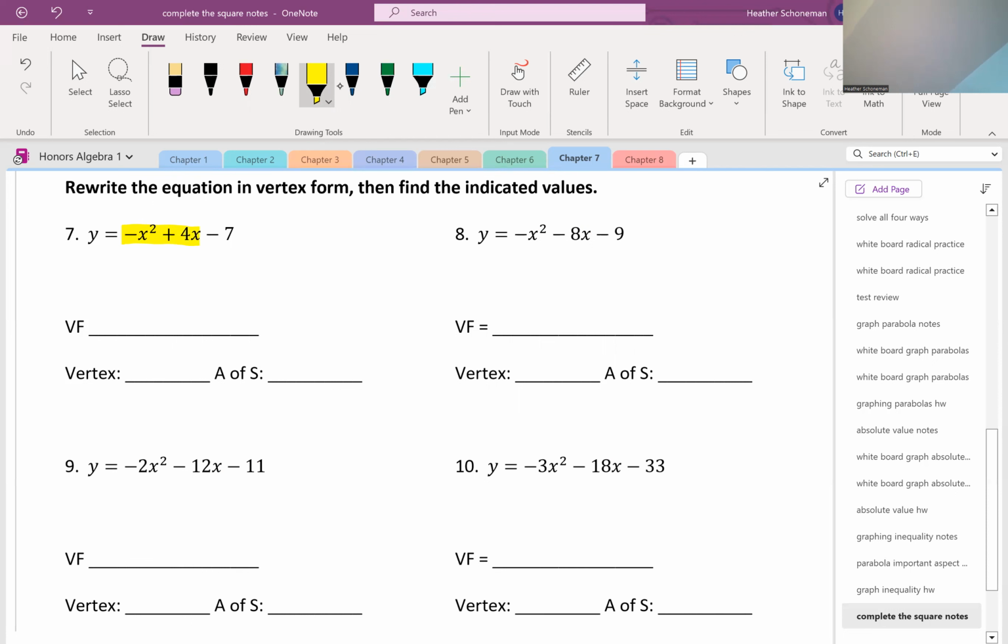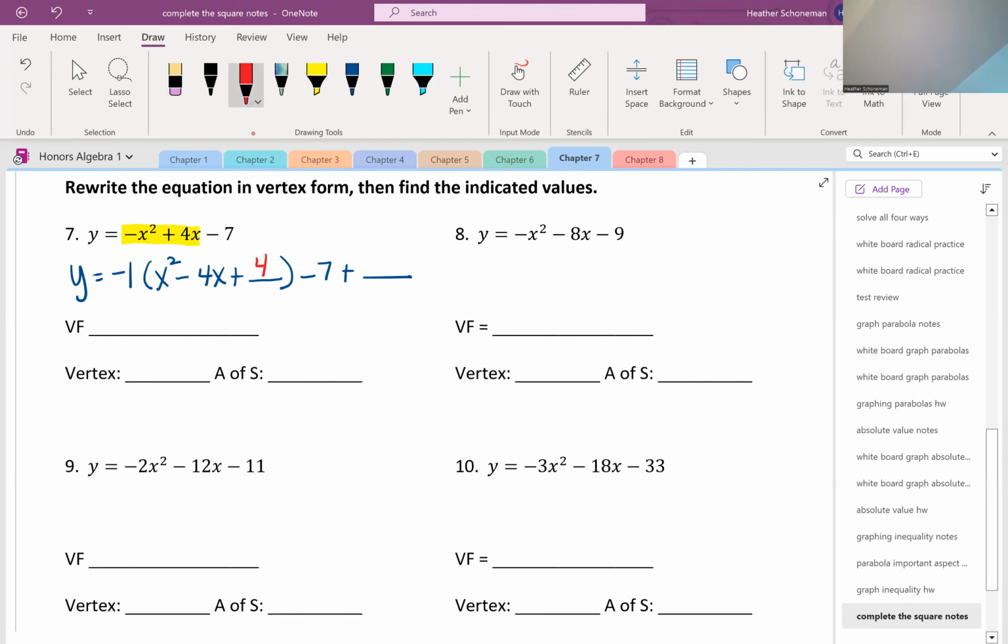So I'm going to factor it out, but I'm only going to factor it out of the first two terms. So I'm going to have y equals, I'm going to take out a negative 1, and that leaves me with positive x squared minus 4x plus blank, close parentheses, minus 7 plus blank. Okay, so the first blank, half of 4 is 2.